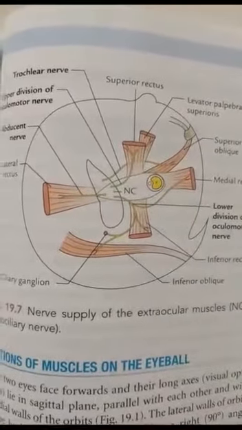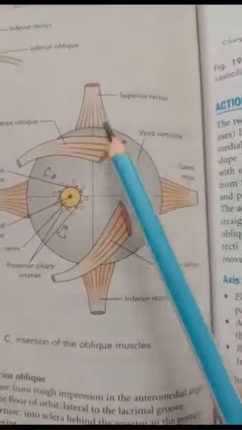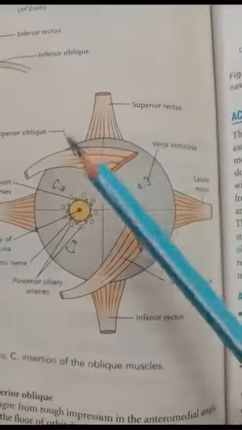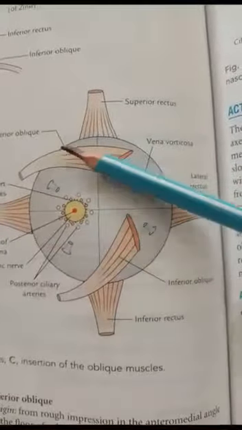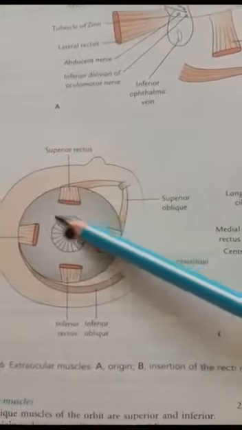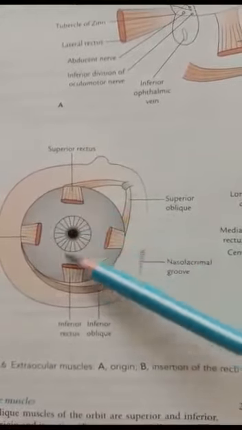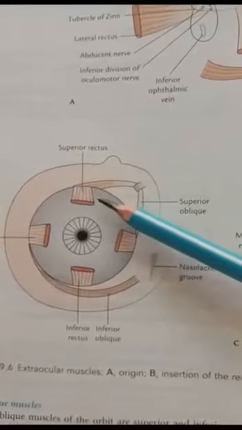The recti muscles are inserted into the sclera. So here in this diagram are the four muscles: superior, inferior, lateral, and medial rectus. They are inserted into the sclera a little posterior to the limbus. So here you can see, a little posterior to the limbus.